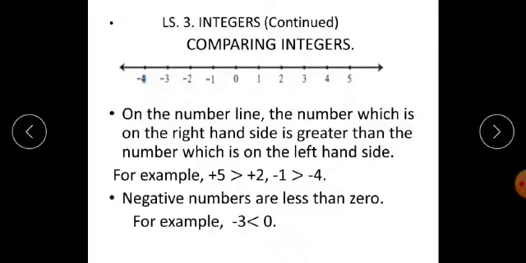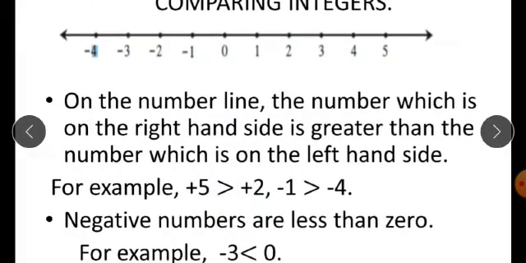Now let's continue in the third chapter, that is integers. Next topic is comparing integers. For this, I have shown here one number line. On the number line, the number which is on the right hand side is greater than the number which is on the left hand side.